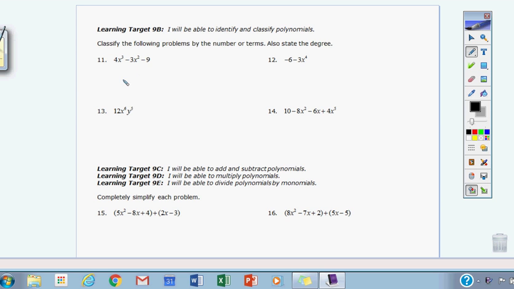In target 9B, when you're doing these, there's two answers to the problem. I think you're going to be okay with the number of terms. We've been doing okay with that, but they're separated by minus or plus signs. So this is a monomial, monomial, monomial, but three of them makes a trinomial. So this one is going to be a trinomial.